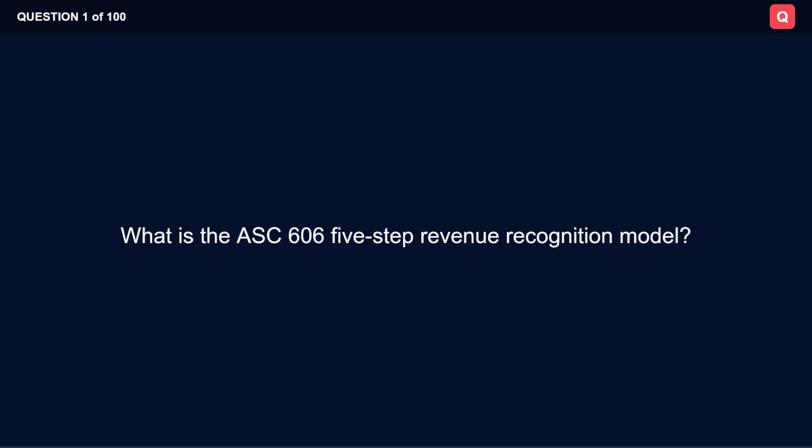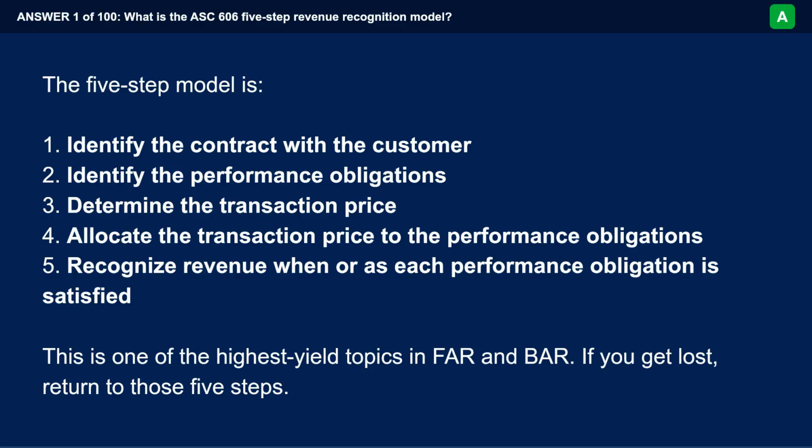What is the ASC 606 5-step revenue recognition model? The 5-step model is 1. Identify the contract with the customer. 2. Identify the performance obligations. 3. Determine the transaction price. 4. Allocate the transaction price to the performance obligations. 5. Recognize revenue when or as each performance obligation is satisfied.